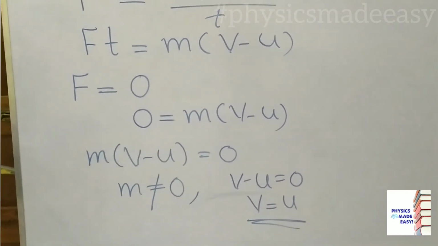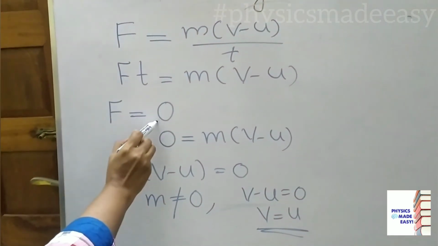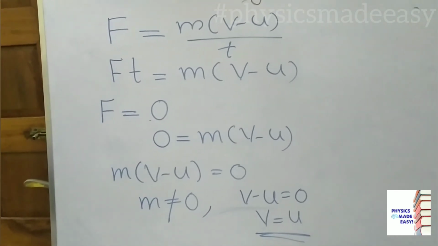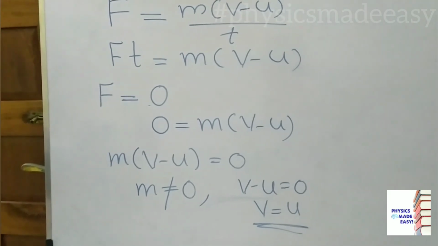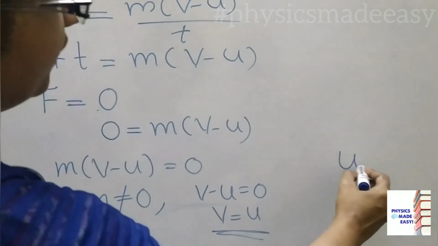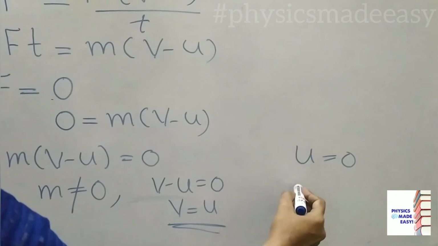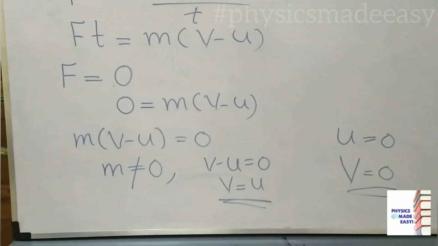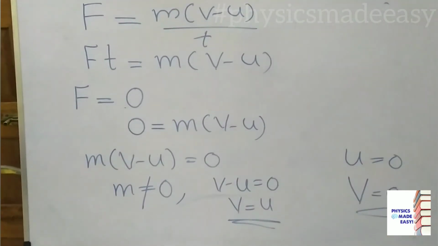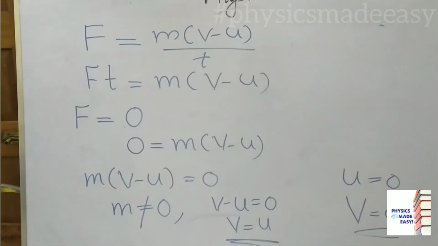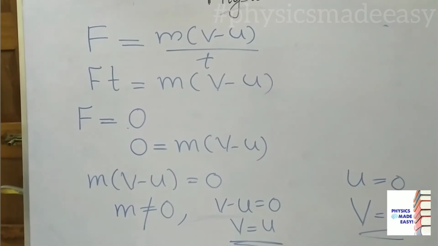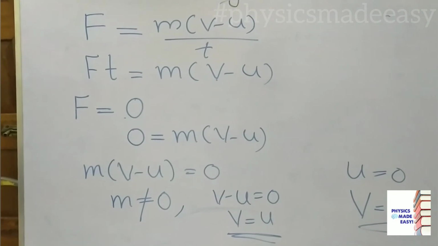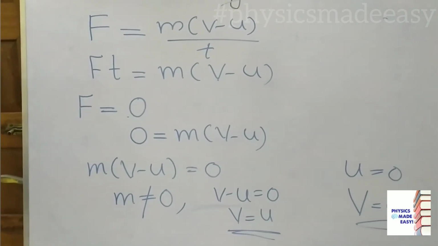From this we can conclude if there is no force, the object can move with constant speed. Then we can consider if this object is at rest, that time its initial velocity u will be 0, so v will also be 0. So what is this? This gives us Newton's first law. If there is no force, the object will continue the same state of rest or the state of uniform motion, that will move with constant speed.